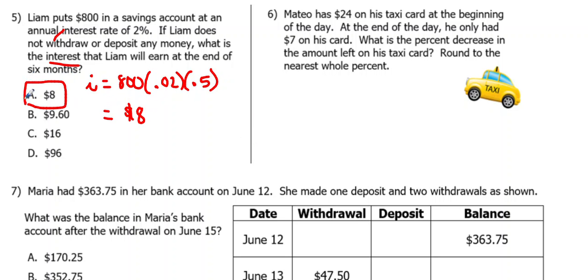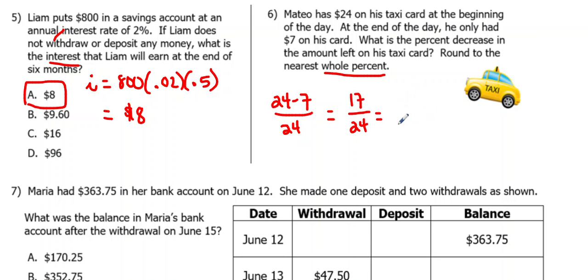All right, number 6. Mateo has $24 in his taxi card at the beginning of the day. At the end of the day, he only had $7. What is the percent of decrease in the amount left on his taxi card? Okay, so he started with 24 and ended with 7. So this is my change over the original, and again we said he started with 24. If I do 24 minus 7, I get 17 divided by 24. Okay, and again it says round to the nearest whole percent.